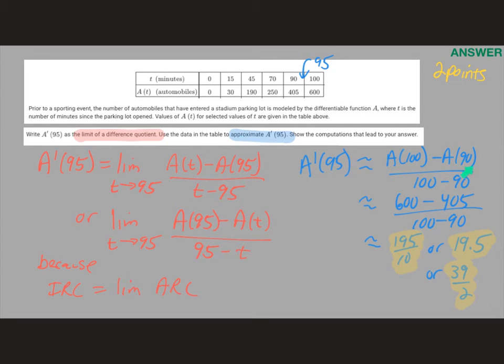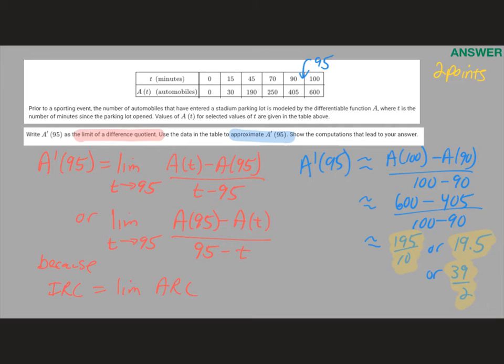A prime of 95, if you go to the table, approximate, tells you to use the table to approximate, so the average rate of change is going to be the approximation. 95 is between 100 and 90, so we're going to find the average rate of change for these values here. A of 100 minus A of 90 over 100 minus 90. Again, 195 over 10. That simplifies down to 19.5, or you could reduce the fraction. Any of these three answers is acceptable.